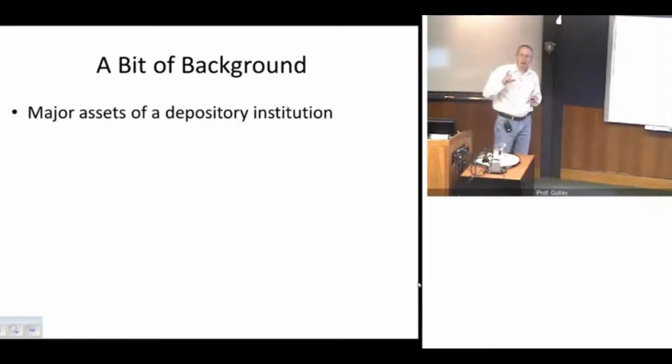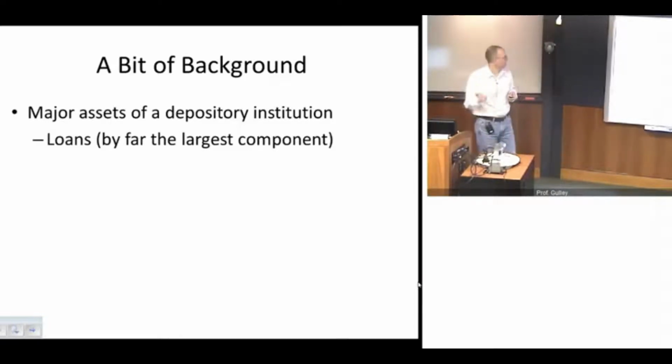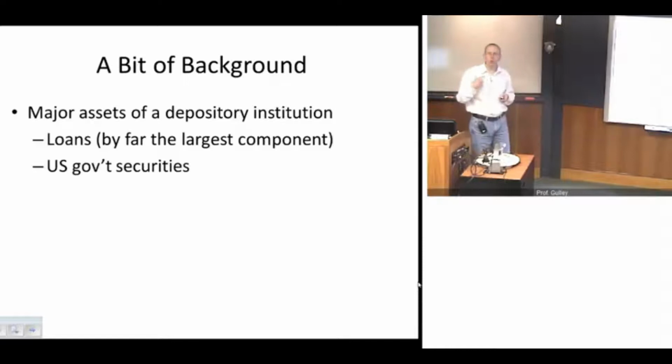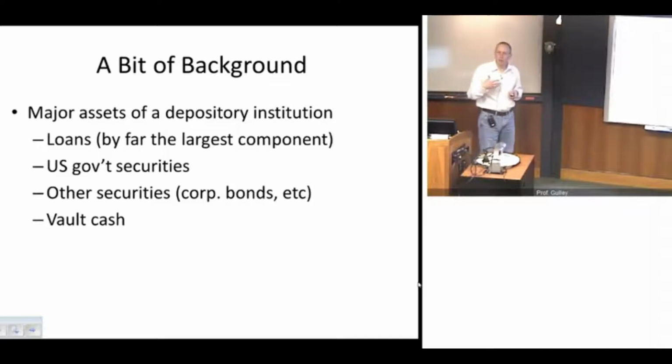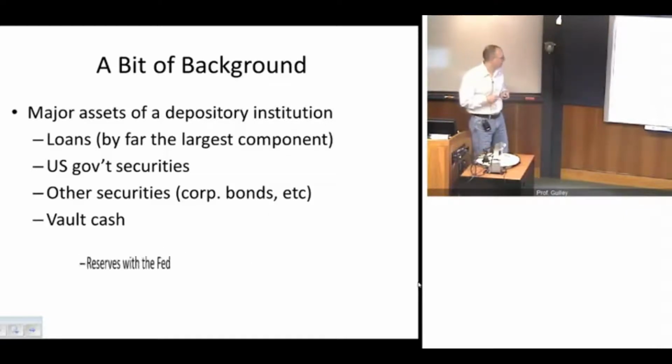If you look at a depository institution and what their balance sheet looks like, and again, this will be important to us, the loan component is by far the largest, and again, that's not surprising. That's why we invented banks and other similar institutions, to, among other things, make loans. They also hold U.S. government securities, so they lend money to the government. They hold other securities. They hold corporate bonds, for example. They also hold vault cash, so this is when you and I go to the bank and we want to make a withdrawal. The bank can actually come up with the cash to do that.